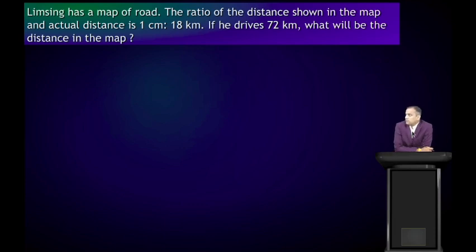Limsing has a map of road. The ratio of distance shown in the map and the actual distance is 1 centimeter to 18 kilometer. If he drives 72 kilometer, what will be the distance in the map? So here the ratio is already given, and he needs to find what is the value of 72 kilometer in map.